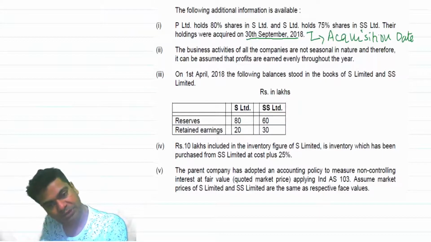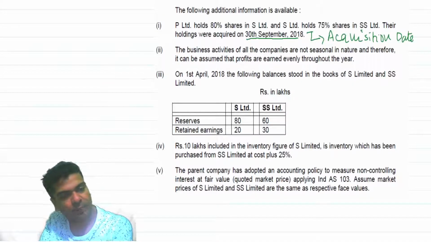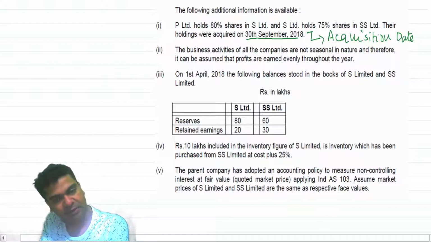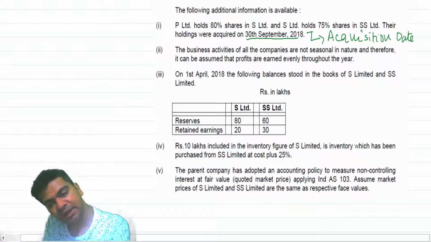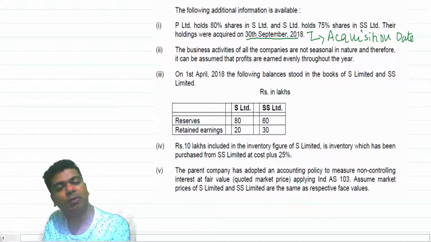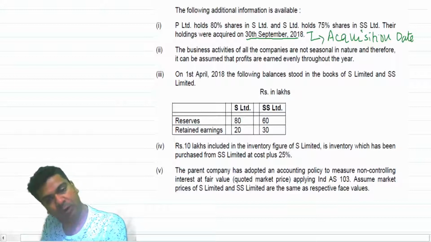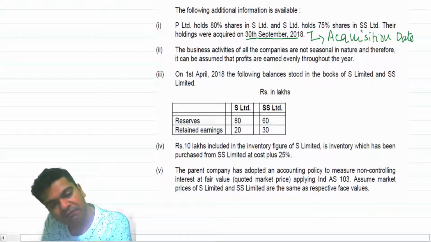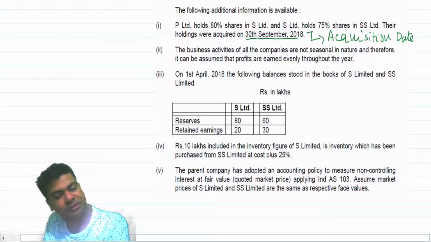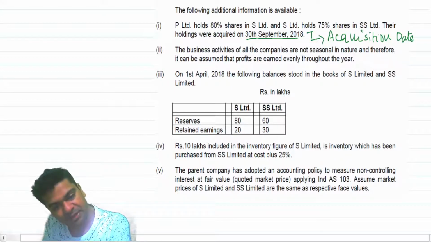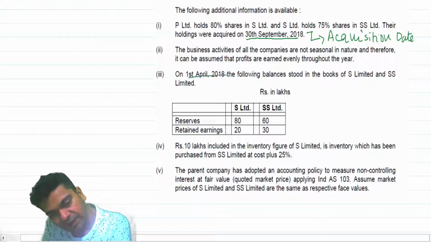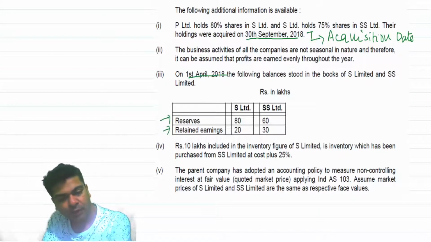will be post-acquisition. Okay. The business activities of all the companies are not seasonal in nature, and therefore it can be assumed that profits are earned uniformly throughout the year. On 1st April 2018, the following balances stood in the books of S Limited and SS Limited. So at the beginning of the year, they have given us the balance in the reserves and the balance in the retained earnings.